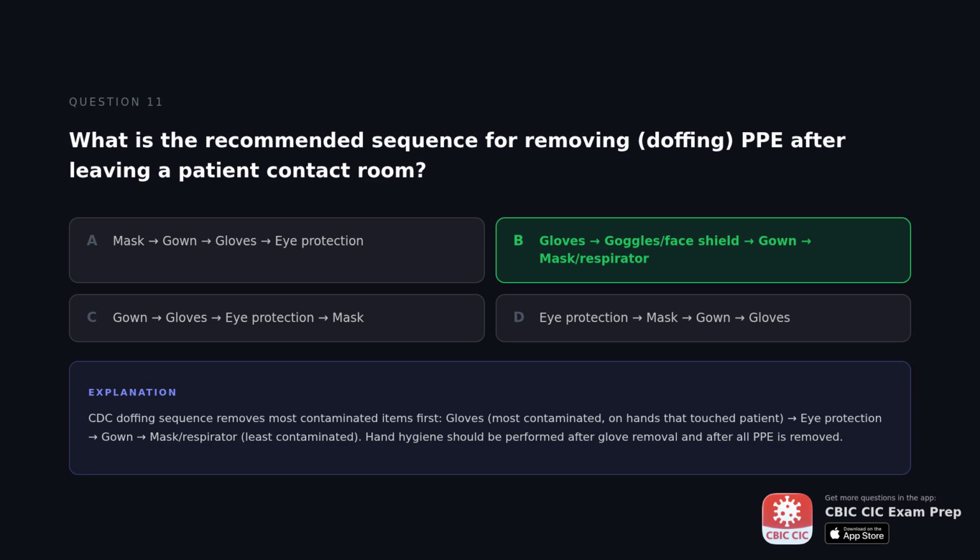The correct answer is gloves, goggles, face shield, gown, mask, respirator. The CDC doffing sequence removes the most contaminated items first. Gloves are most contaminated, on hands that touched the patient. Eye protection, gown, mask, and respirator are least contaminated. Hand hygiene should be performed after glove removal and after all PPE is removed.